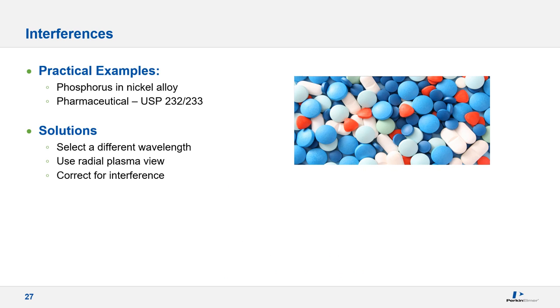Another challenge which appears in all atomic spectroscopy techniques is the presence of interferences. We'll show two practical examples: the determination of phosphorus in nickel alloy, and the analysis of pharmaceutical products with USP chapters 232 and 233. The solutions employed: selecting different, non-interfered wavelengths, using radial plasma view, and correcting for the interferences.